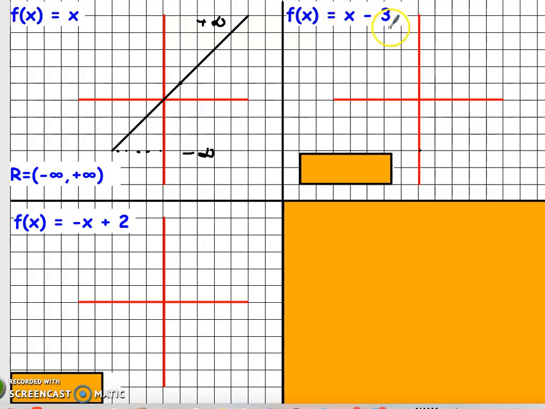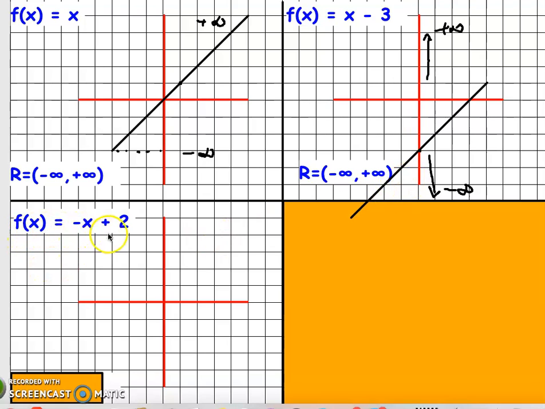F of x equal to x minus 3, it's the same graph, but it's shifted down by 3 units on the y-axis, so 1, 2, 3, like that. Now the lowest y value is also minus infinity, because here it will continue going down until it reaches minus infinity, and the highest y value is plus infinity, so the range of this function is minus infinity to plus infinity.